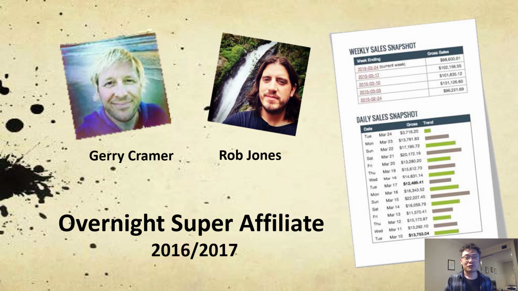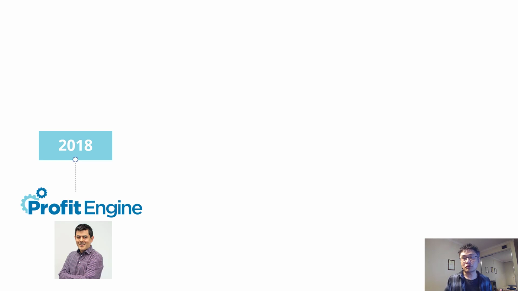But moving on, so after Overnight Super Affiliate, a year later, 2018, Profit Engine came, and this is when Mark Ling joined the team. So he teamed up with Gary Kramer and Rob Jones, and they sort of took Overnight Super Affiliate and came up with Profit Engine, which is more like a streamlined version of the same method, but taught in a more streamlined way, more structured.